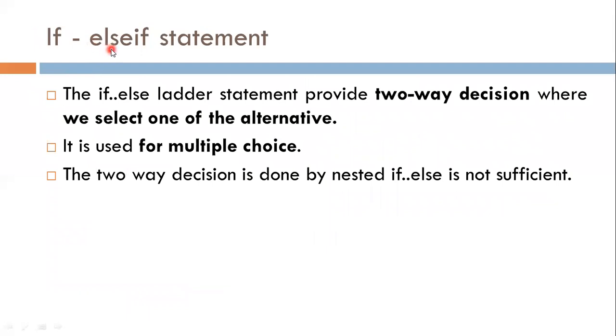Next is the if else if statement. It is also known as the else if ladder. This statement provides a multi-way decision where we select one of the alternatives. It is used for multiple choice. The if else statement provides a two-way decision, meaning we have only two choices. But if we have more than two choices, then we have to use the if else if statement.